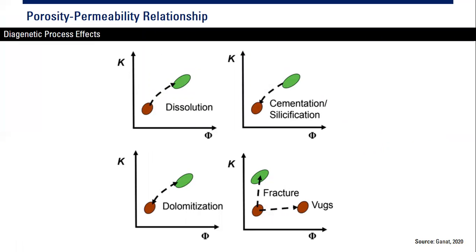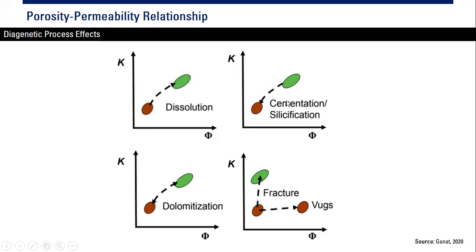The porosity permeability relationship is influenced by diagenetic processes. If your rock experiences dissolution, then you can experience this change. You have low porosity and low permeability, but because of dissolution, maybe because of acidic water, porosity can be big. Permeability can also increase.